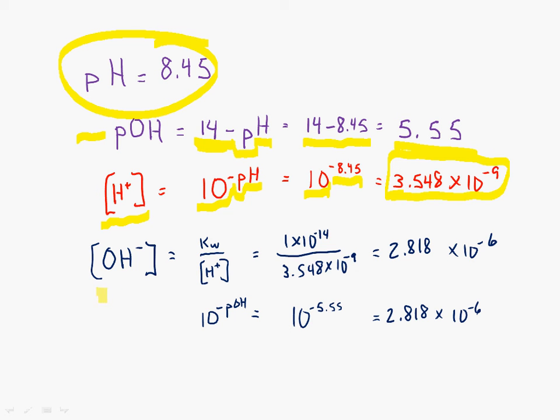To calculate hydroxide ion concentration now, we have a couple of methods we could pick. We can use the relationship between the water dissociation constant, that is, that 1 times 10 to the negative 14 divided by the hydrogen ion concentration, is going to give us the hydroxide ion concentration. Or we can say 10 raised to the negative pOH will give us the hydroxide ion concentration. And it should come out the same either way.